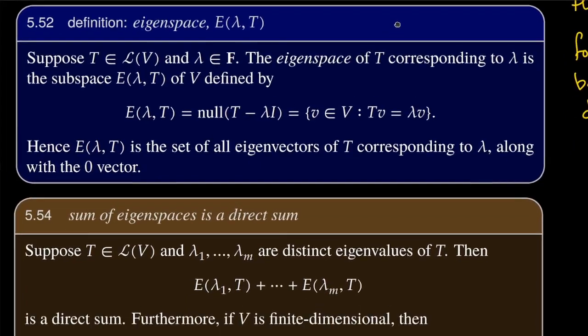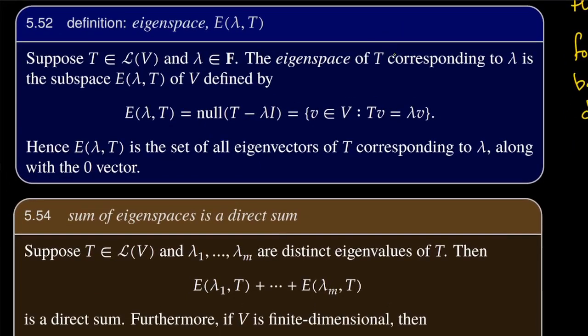So why will we end up caring about this? Well, one, for the reason we just talked about, that there's a nice way to interpret this, but the other one is because of eigenspaces. If you've got T, an operator on a vector space V, and lambda, a field element, we're going to define the eigenspace of T corresponding to lambda as the subspace, which we'll represent by E(lambda, T), that is just the null space of T minus lambda I.